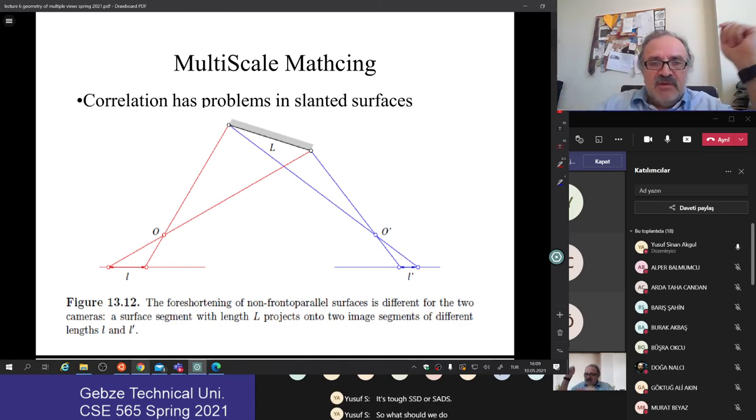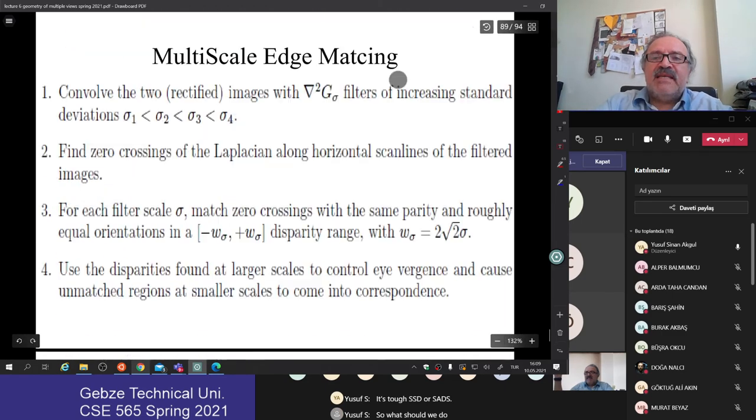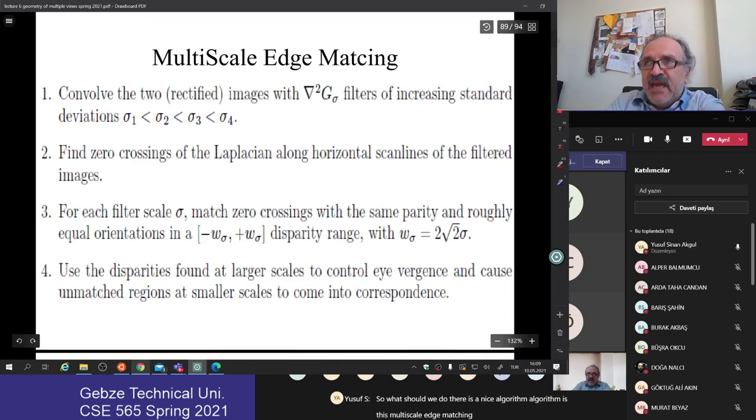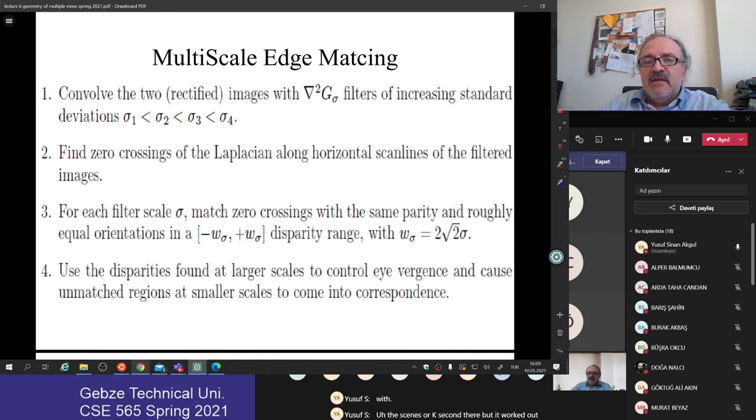There is a nice algorithm. The algorithm is multi-scale edge matching. We are going to match edges, simple edges. So this is what we are going to do. Convolve the two rectified images with the second derivative of the Gaussians of the images.